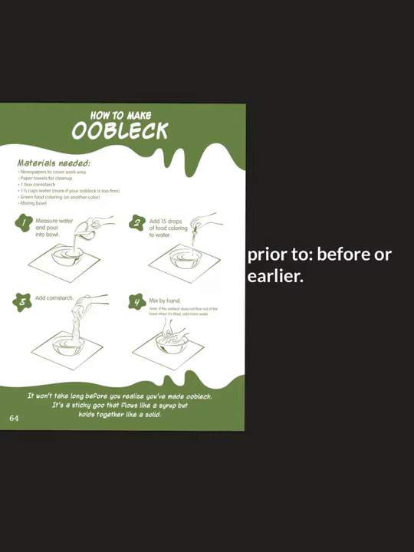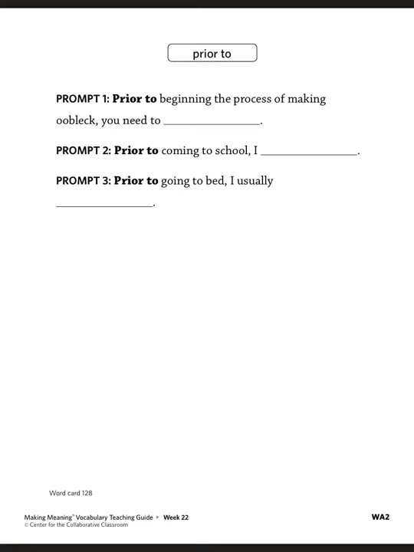The word prior to is a synonym for before or earlier. Take a look at what you would need to do prior to making oobleck. Now use prompt 1 to turn and talk to your partner. Pause and explain what you need to do prior to making oobleck.